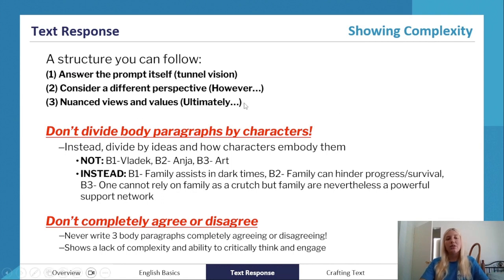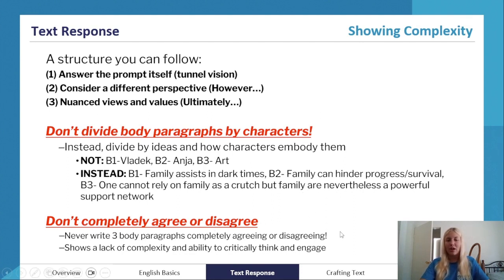Then you can consider a different perspective, a bit of a however statement, a counter argument to yourself, and finishing with a nuanced views and values paragraph, where this topic sentence would be literally about an idea that the author is trying to present.